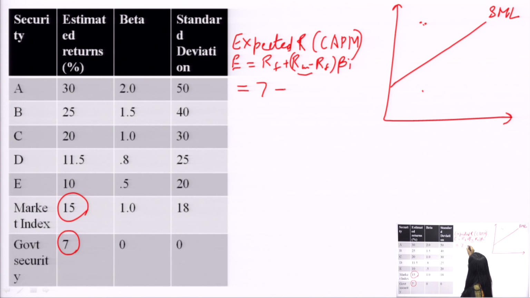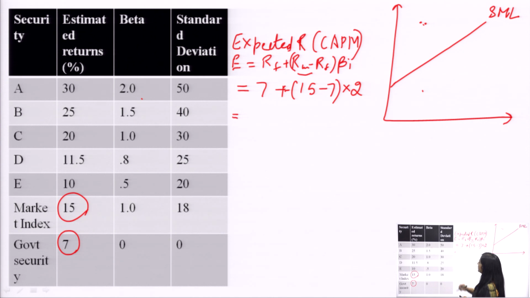7. We have to take the return values as they are, meaning we do not have to divide by 100, because the values are given in percentage. So, we have to take them in percentage only, because the answer would also be in percentage. So, we will take 7, and RM is equal to 15, 15 minus 7, and what is the value of beta of security A? It is equal to 2. So, we will multiply it by 2.